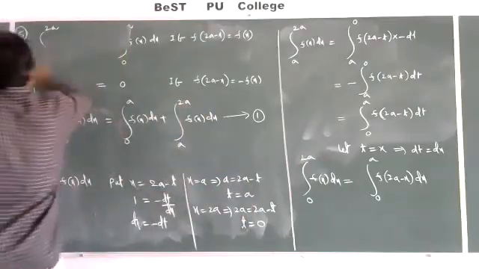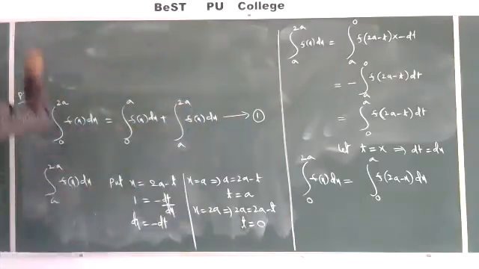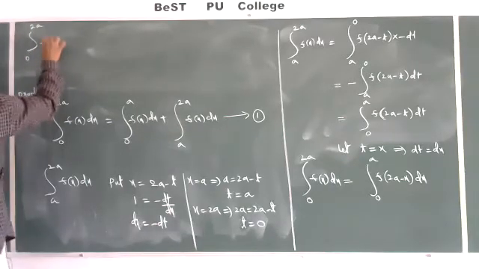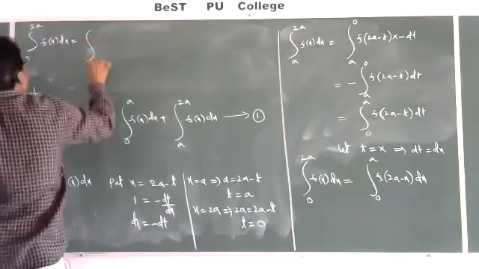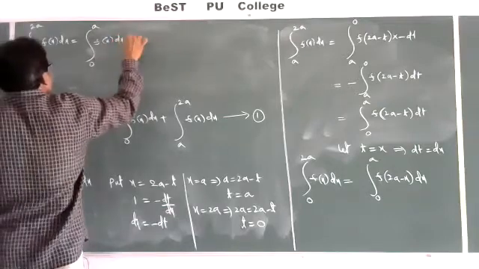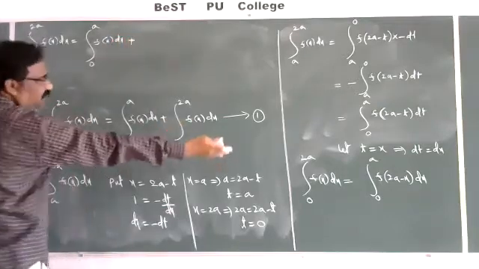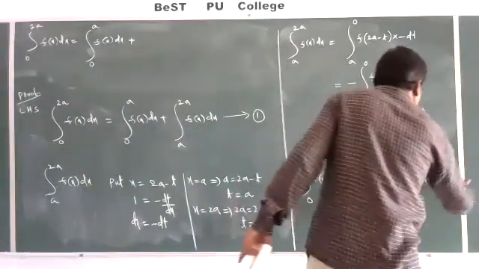Then substitute in this equation. What is the first equation? Integral 0 to 2a f(x) dx is equal to integral 0 to a f(x) dx plus this value. We consider this as 2.